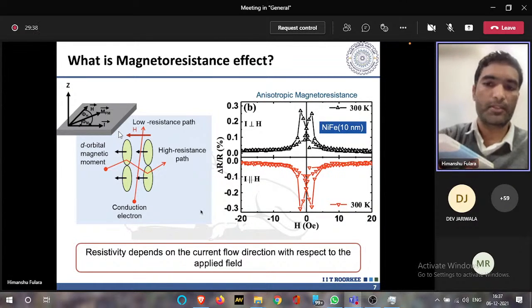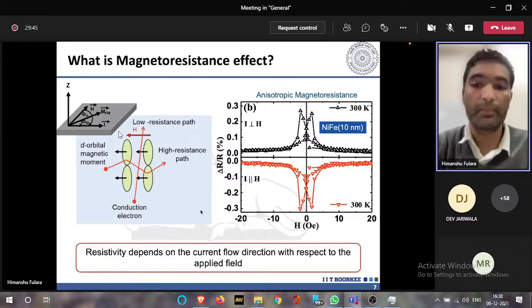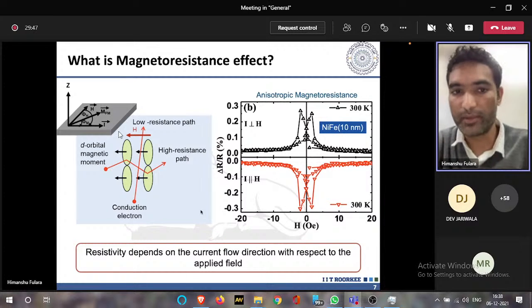You observe this type of response, and let me also tell you, this peak width tells you about the coercivity of the material. I think you have already heard this word, coercivity, right?